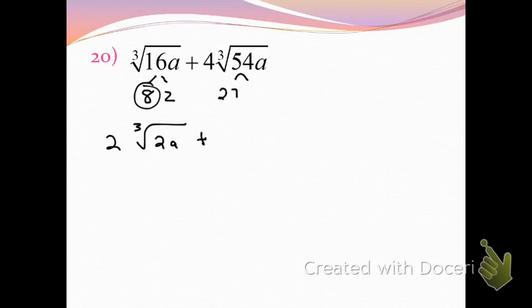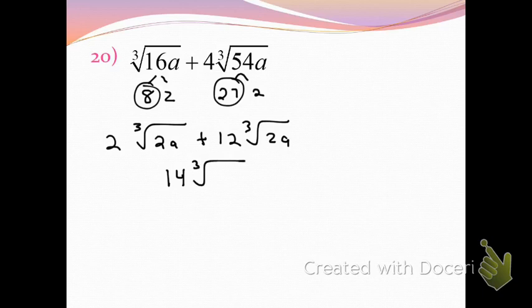27 times 2, isn't it? What's the cube root of 27? 3 times 4 gives me 12 cube root of 2a. Hey, same cube root. So now what's 2 of them plus 12 of them? 14 of them, which is 14 cube root of 2a. We doing okay? Okay.